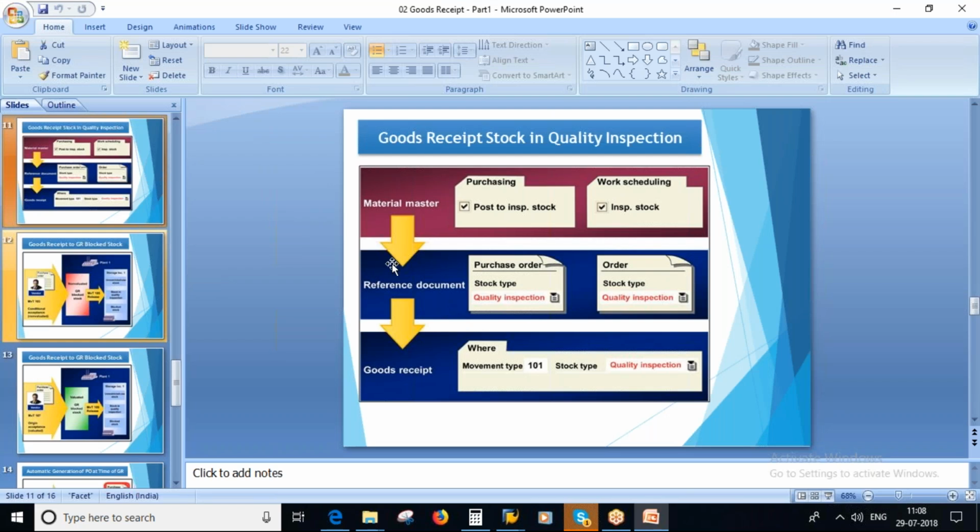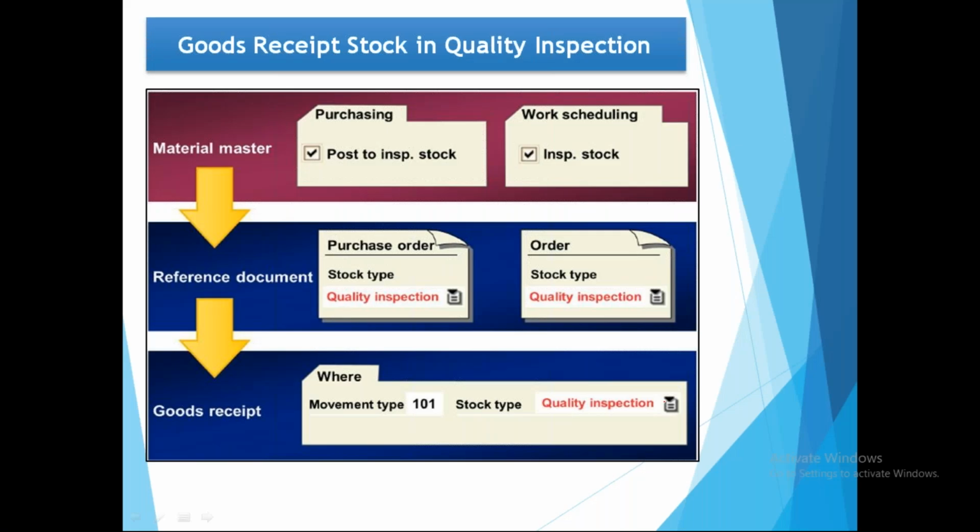Okay. Now you can post the stock to quality inspection also. When it is posted to quality inspection, in the organization there will be a quality department. They will do the quality check for that material and then they will release the material. To do that, in the material master, in the purchasing view, you can activate a checkbox called post to inspection stock. Or if it is a production material, semi-finished product or finished product, in the work scheduling view they will activate inspection stock. This can also be done.